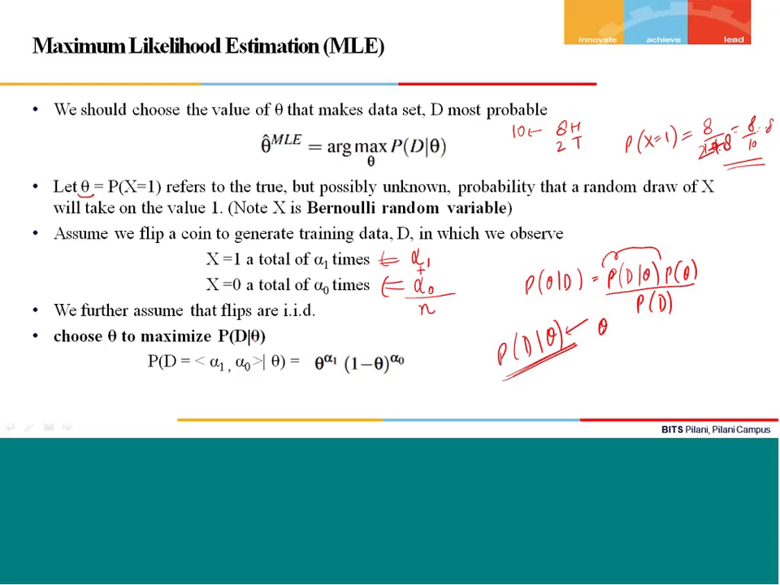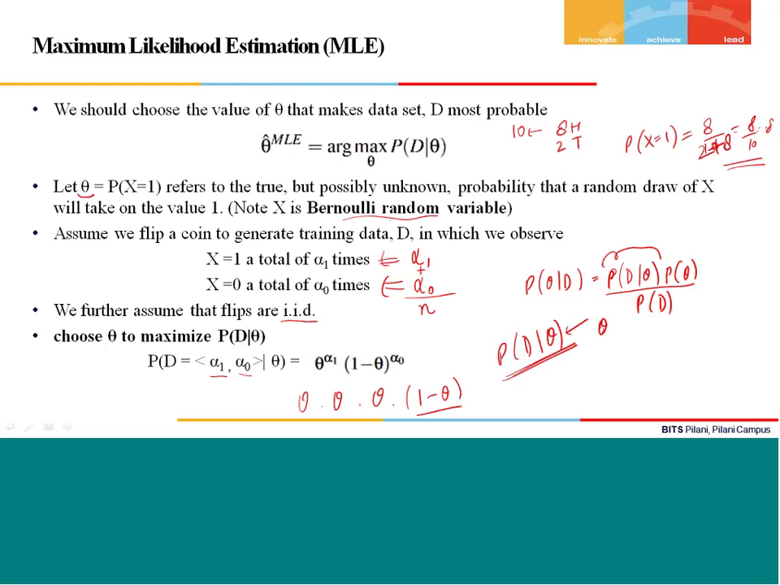Let's assume that this is a Bernoulli random variable for a coin toss. So I tossed my coin n times. In those n times, I got alpha 1 heads and alpha 0 tails. If I want to calculate the likelihood function, and all tosses are identically distributed, it means first I get head, second also I get head, let's say third also head, fourth time I get tail.